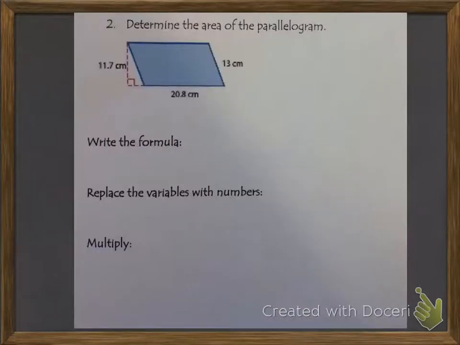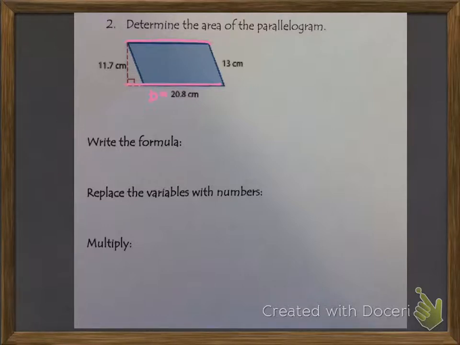So now we're going to practice how to determine the area of a parallelogram. Let's look at our figure. We have two sides that we can choose up for our base. They've already written our centimeters down, so we're going to say B equals 20.8 centimeters. And then we find our height. We have two options. We have this 13 centimeters and we have the 11.7.